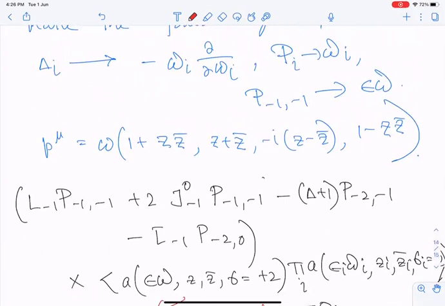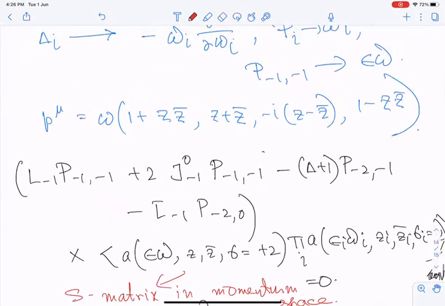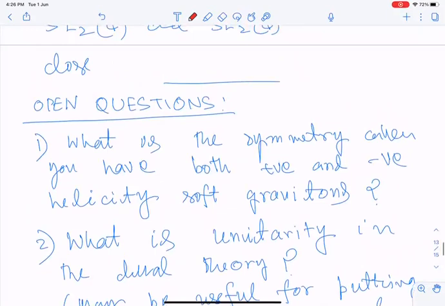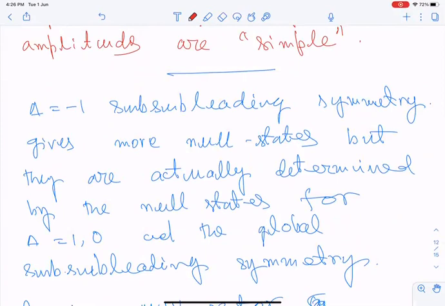Right, and how easy is it to solve these differential equations in momentum space and get the 1 over STU answer that we are familiar with? Well, for the 4-point function, I think this can be done. Because the 4-point function is just a function of the cross ratio, so you can use that. So basically, you have to use only one. Okay. Other questions?